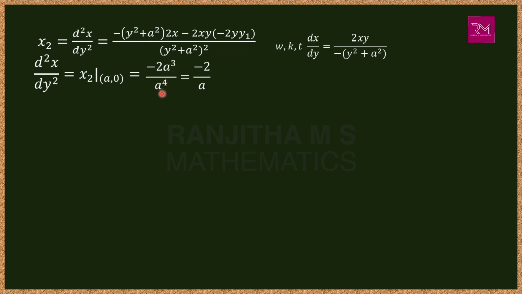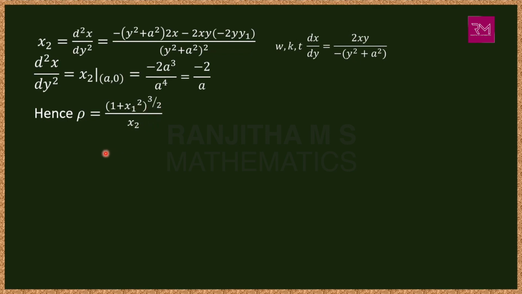We get minus 2a³ divided by a⁴. This is because if you substitute y as 0, this cancels, and here also y is 0, hence we get minus a² into 2a, which is minus 2a³, divided by, here y² is 0 and (a²)² is a⁴. That becomes minus 2a³ divided by a⁴. Here a³ gets cancelled, hence we get x2 as minus 2/a. After finding x1 and x2, we substitute in the formula (1 + x1²)^(3/2) divided by x2.